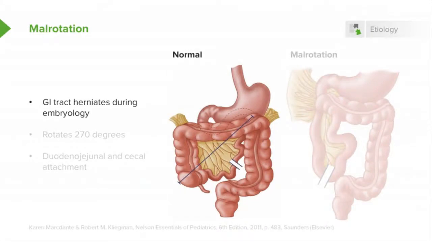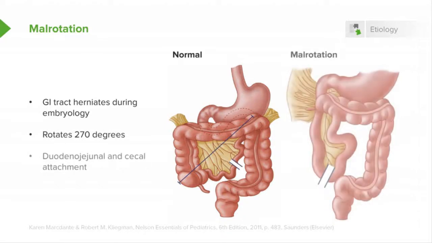For embryologic reasons, the GI tract needs to herniate out of the abdominal cavity. That's because there's not enough room for the rotation to occur inside. When the GI tract herniates out, it actually rotates 270 degrees. And the duodenal-jejunal junction and the cecal attachments form after the rotation and subsequent reattachment into the abdomen. This is what we know as a normal rotation.